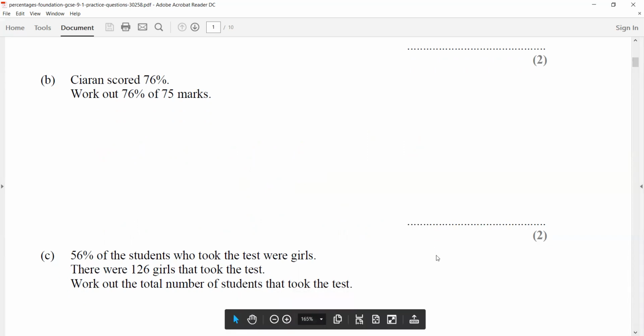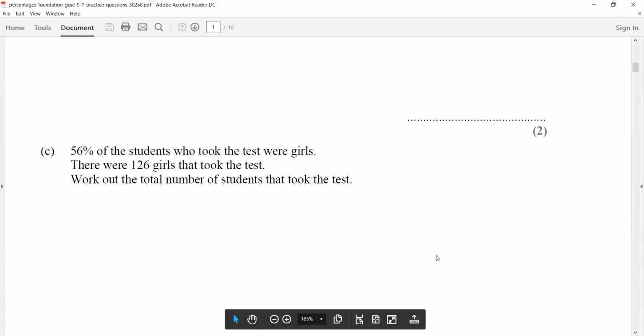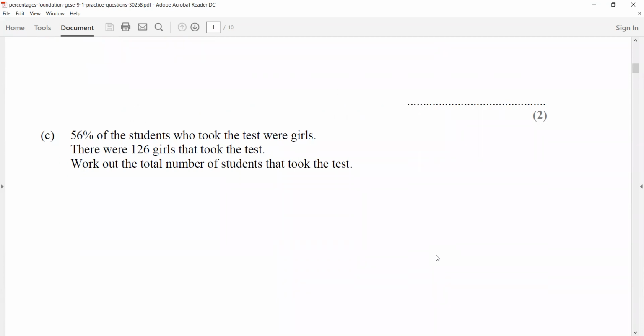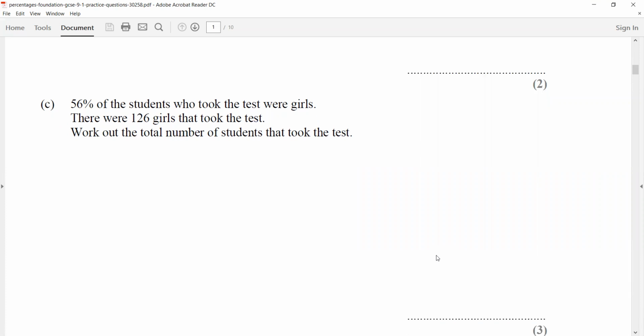Right, scroll. 56% of students who took the test were girls. There are 126 girls that took the test. Work out the total number of students that took the test. Okay, so we know that 56% is equal to 126 girls.